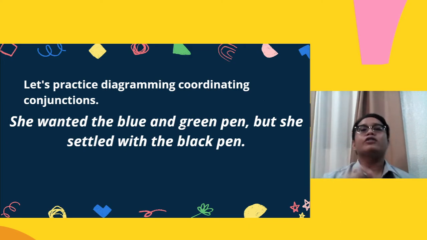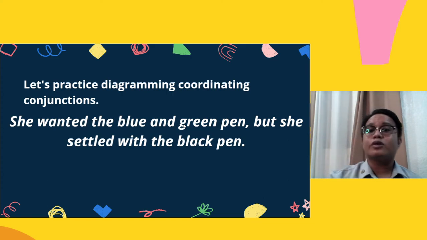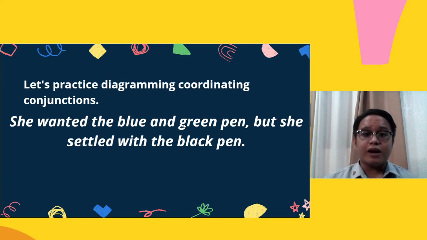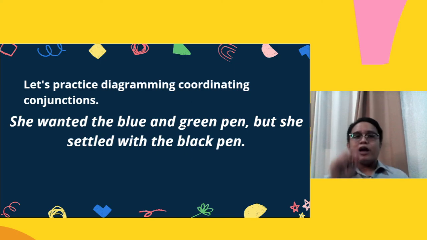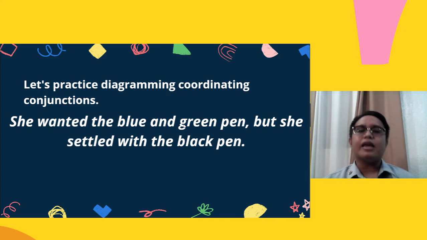Step number 2, cross out the adjectives and adverbs used in the sentence. So, what are the adjectives or adverbs used in the sentence? We have the, and then the blue and green. Okay, these are all adjectives describing what kind of pen she wanted, di ba? And the, and then black. This is also describing the pen in the second independent clause. Okay? Number 3, underline once all the nouns and pronouns. So, we have she, underline once, pen, underline once, she, underline once, and pen, underline once. And then lastly, underline twice all the verbs in the sentence. So, we have wanted and settled.